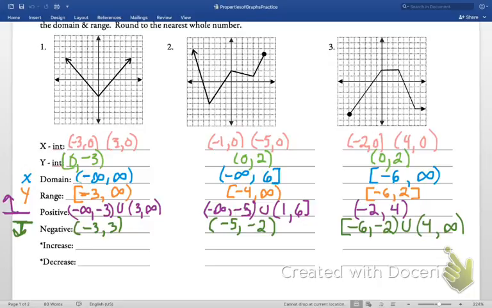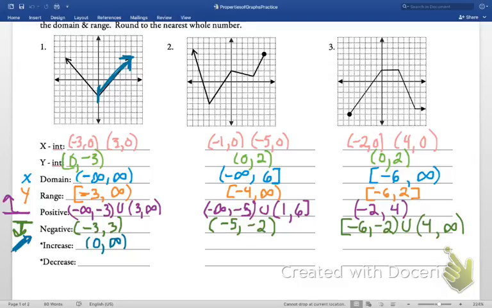Okay, increasing. Increasing is a positive slope. So we're going up and to the right. Positive slope, okay? So number 1, let's color everything that has a positive slope. Positive slope. Okay, so where does that start? It starts at the x value of 0 and goes to infinity.